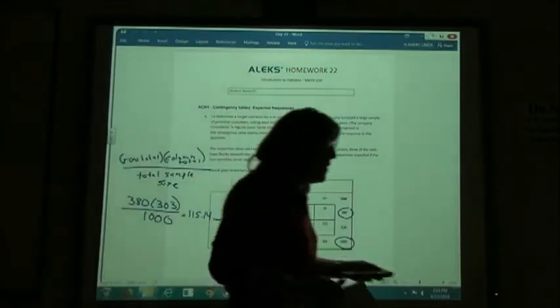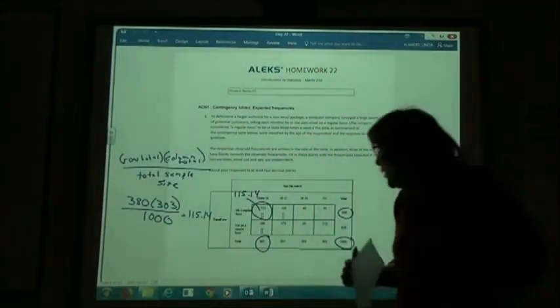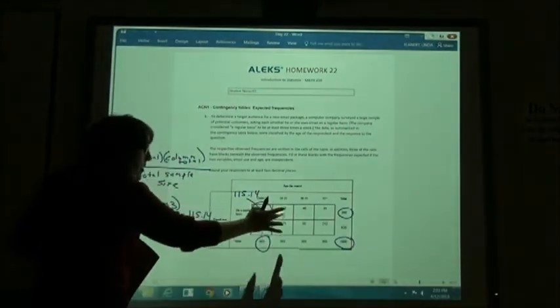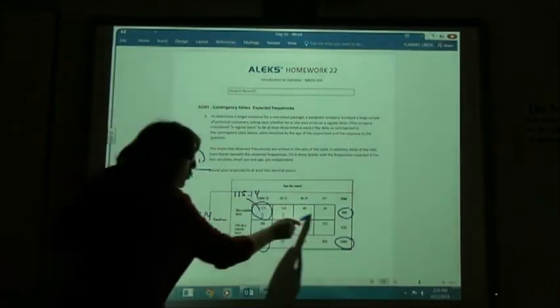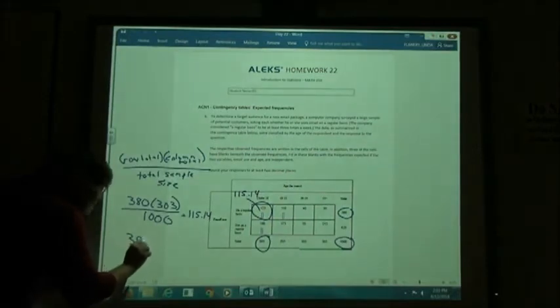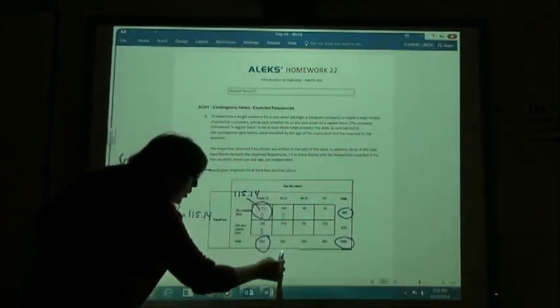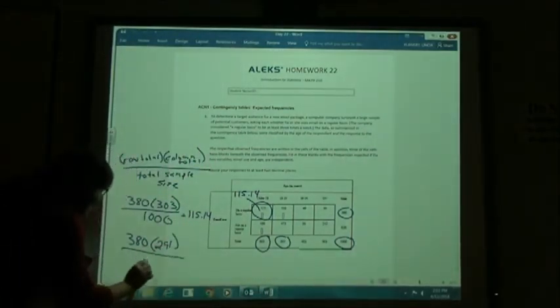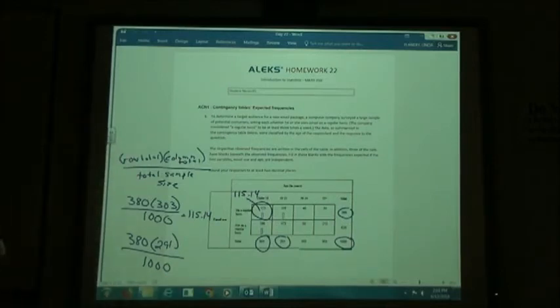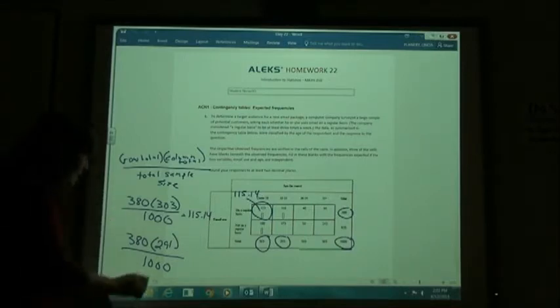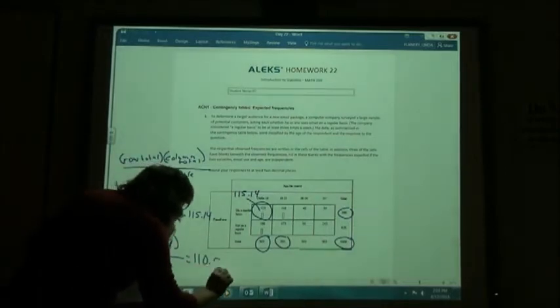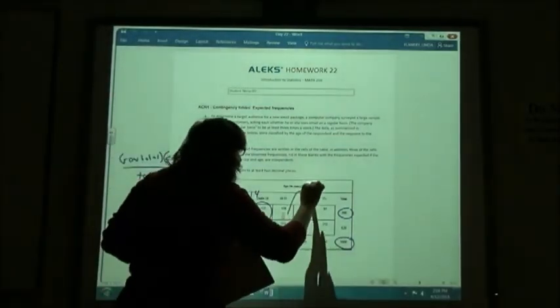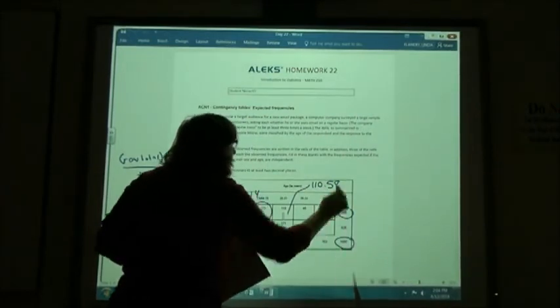And then basically you're going to do the exact same thing for the other 2 parts. So if I'm going to do this one here, my row total is 380 times my column total. This time my column total is the 291. Divided by 1,000. If you punch that in, you should get 110.58. So this box here, 110.58.